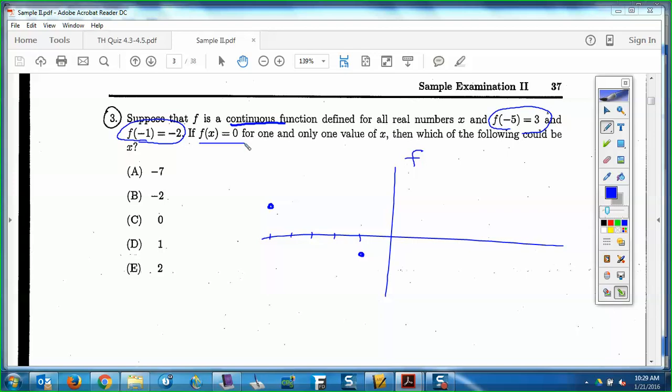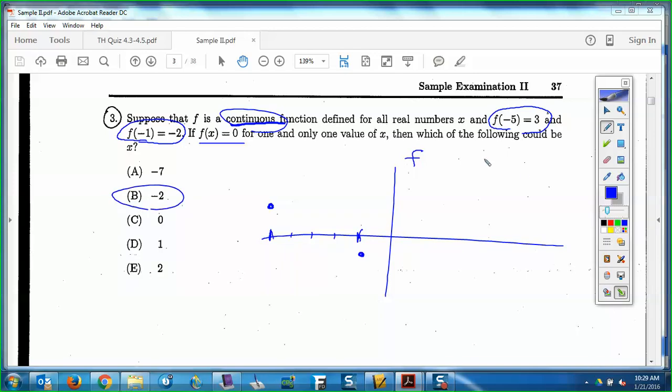That's where it crosses the x-axis. That means the y value is 0. So if the y value is 0 for only one value of x, in other words, if it crosses the x-axis only one time, where's it got to be? It's got to be between there, right? The only way it can get from here down to here, unless it jumps, is to cross the x-axis. And it's not going to jump because it's continuous. So it's got to cross somewhere between -5 and -1, and this is the only one where that is true.